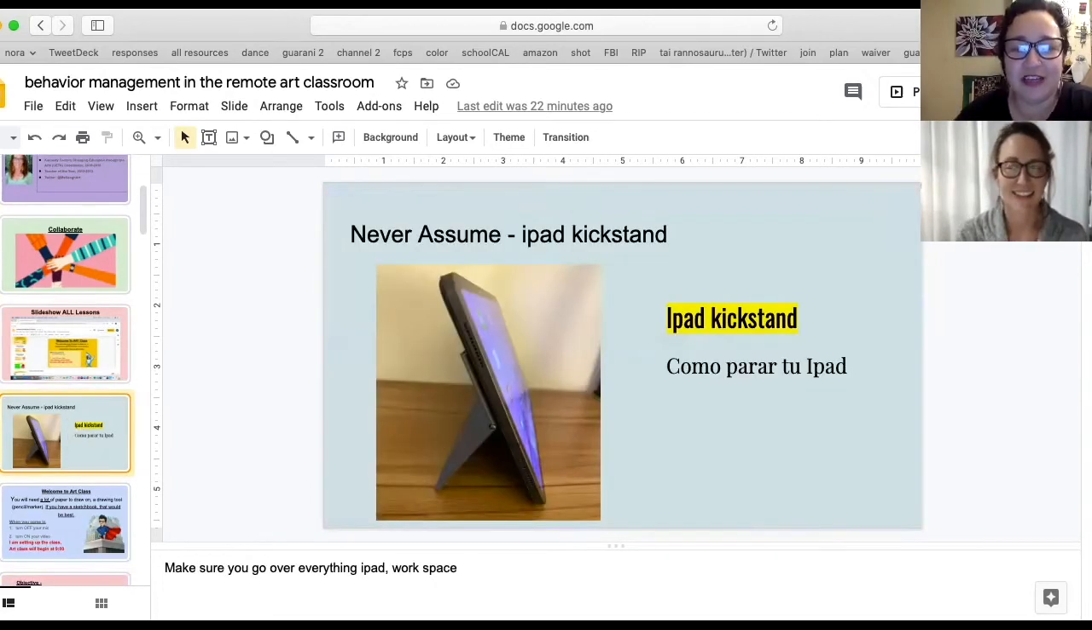Going along the lines of slideshow, we also include in there different things that we need to teach them. For example, we don't assume that they know specific behaviors that we're expecting. One example here is every child had an iPad with a kickstand from the school, and we don't assume that they know that they need to have that sitting on a table during our classes. So we never assume that they know our expectations beforehand. We explain all our expectations.